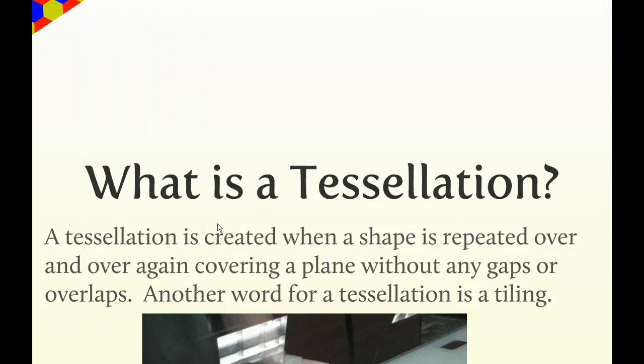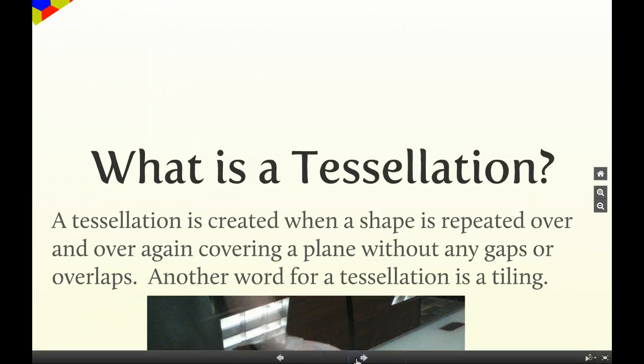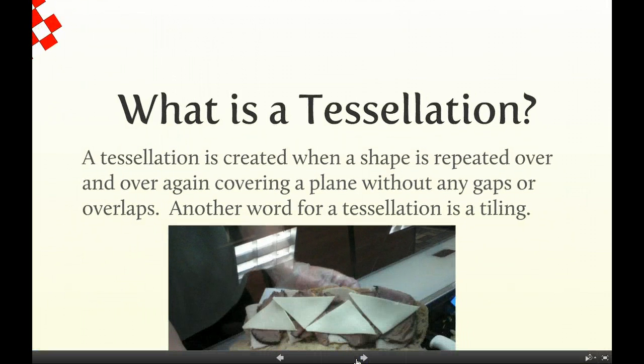What is a tessellation? A tessellation is taking a shape, repeating it over and over again, and completely covering a surface, completely covering a plane. Another word for tessellation is a tiling. The cheese slices on this sandwich tessellate the plane, but more on that later.